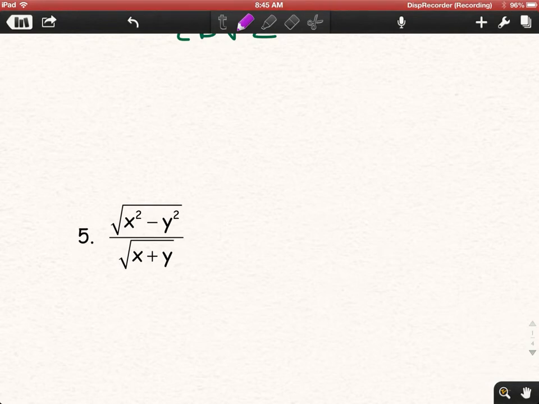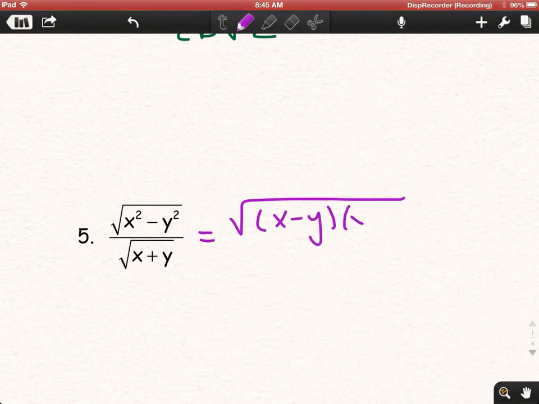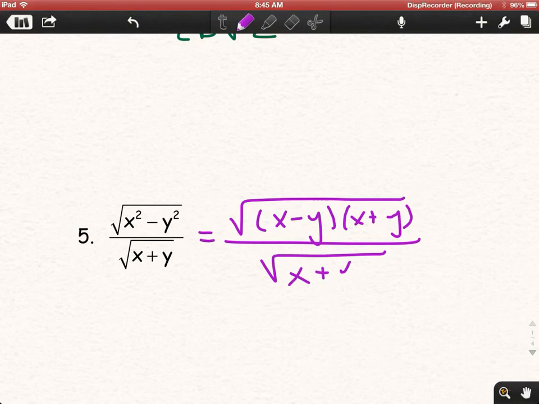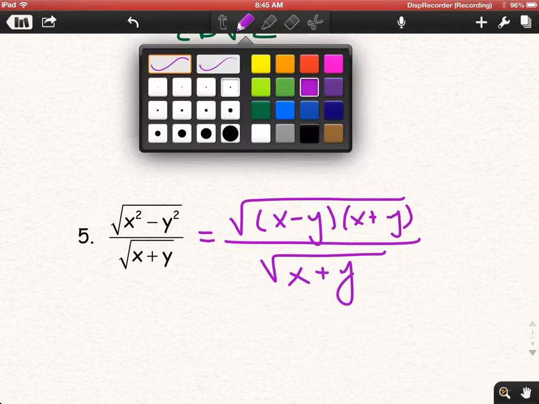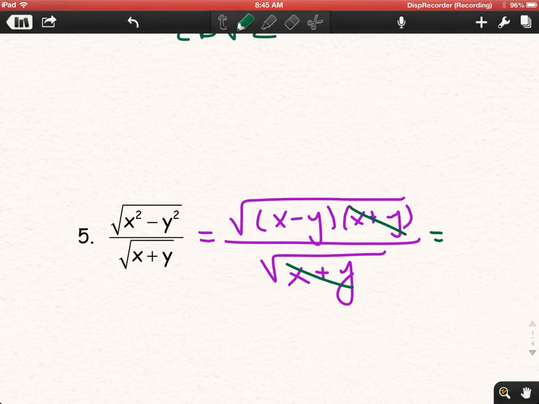Number 5, it could have been a rationalizing problem, but again, the easiest way to do this is to factor. Because the top and the bottom are both square roots, they're the exact same root, that means you can cancel, and the final answer is the square root of x minus y.